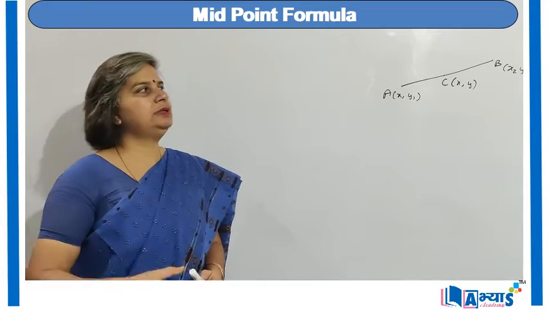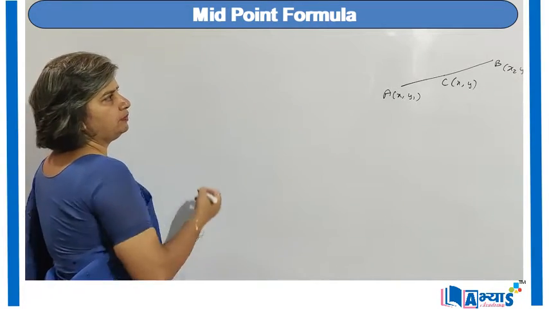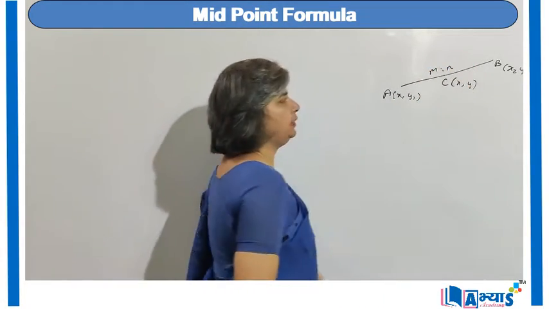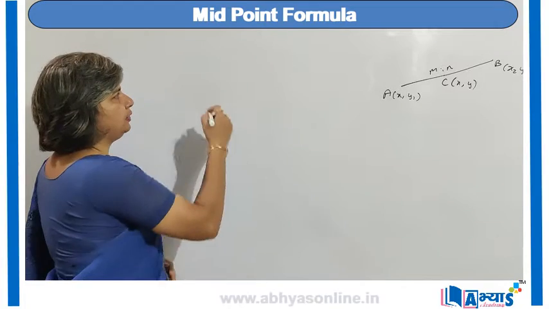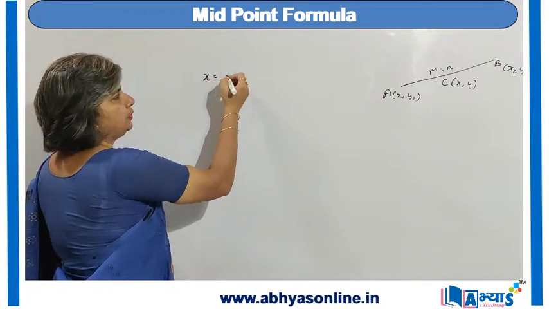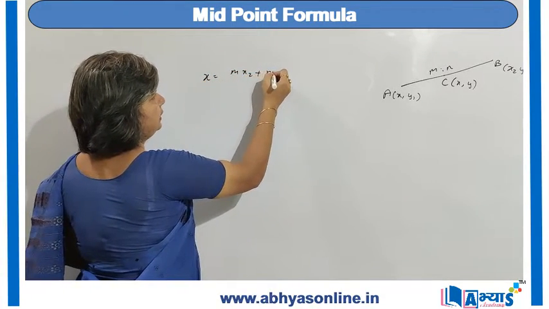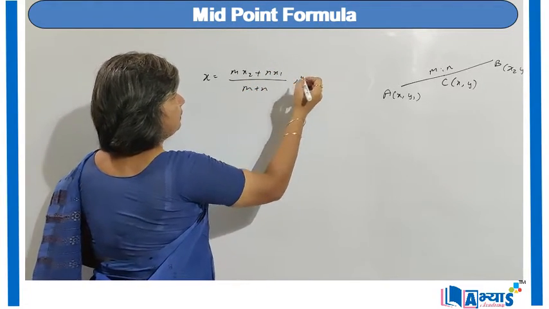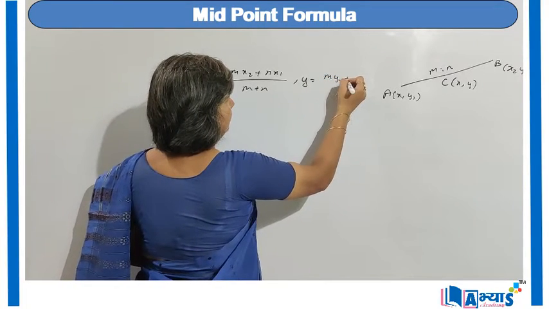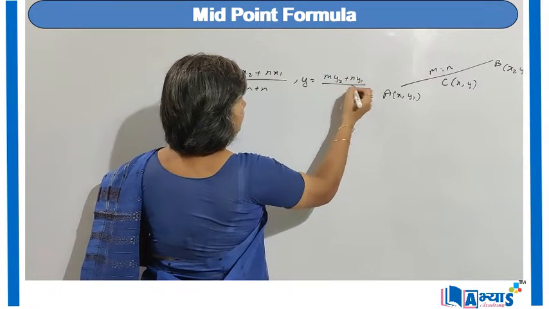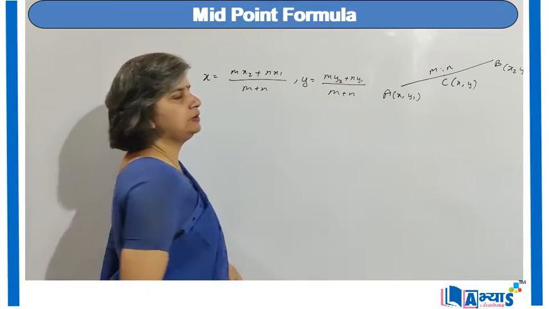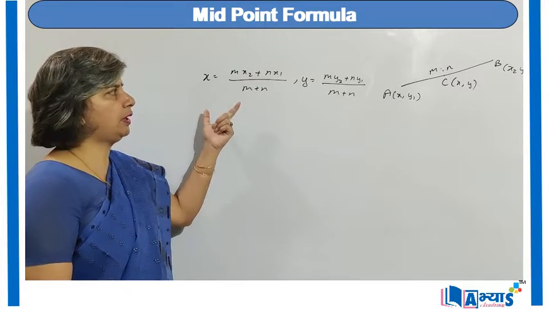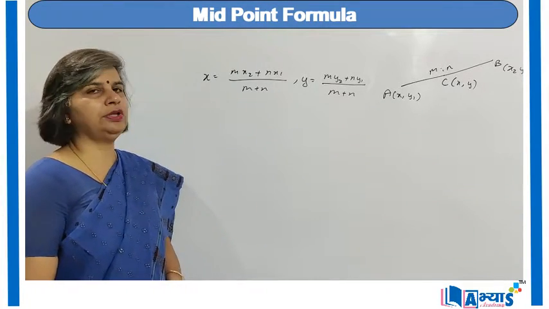As we know, in the section formula, if the line is being divided in the ratio m is to n, then the coordinates of C, x will be equal to m into x2 plus n into x1 upon m plus n. Similarly, y will be equal to m into y2 plus n into y1 upon m plus n. This was the section formula we derived in the earlier video, and now what we are trying to do is find the formula for the midpoint.